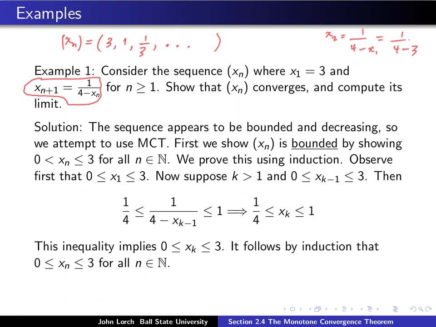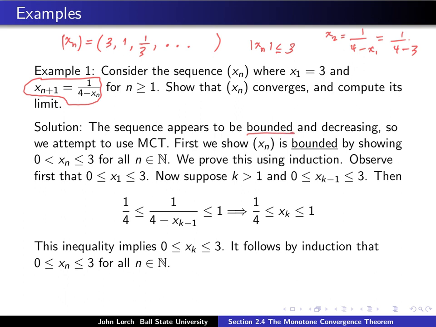So once you do that, you might observe a few things about the sequence. First of all, it looks like all of the terms are bigger than 0 and less than or equal to 3. So all of the terms in absolute value are less than or equal to 3. And so that means that the sequence appears to be bounded.